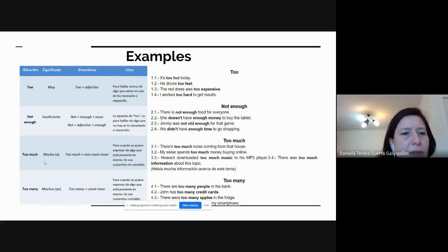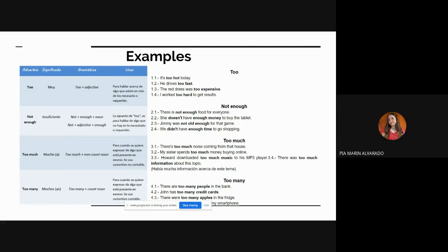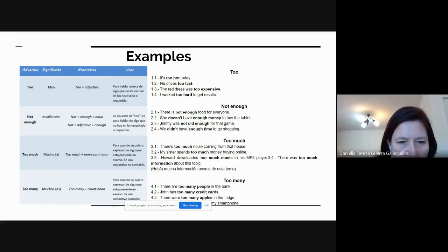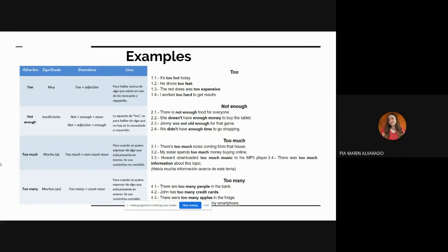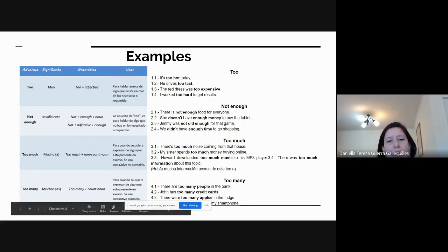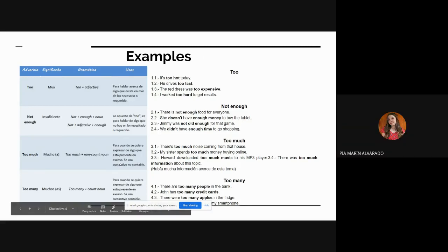Thank you. Pia, can you read too much? Too much significa mucha o mucho. La gramática es too much más non-count noun. Noun means sustantivo, yes. Non-count, uncountable noun, exactly. Y se usa para cuando se quiere expresar de algo que está presente en exceso. Se usa sustantivo no contable.